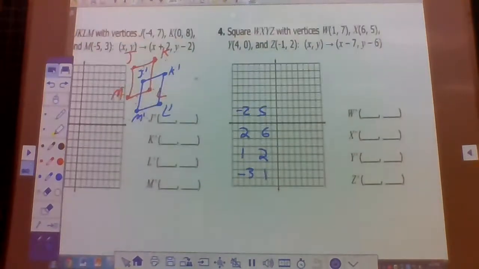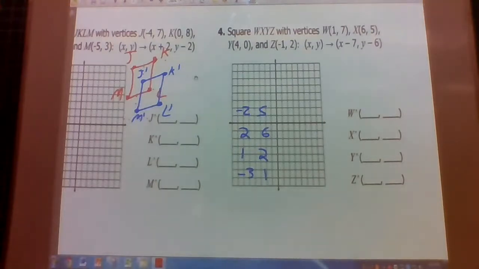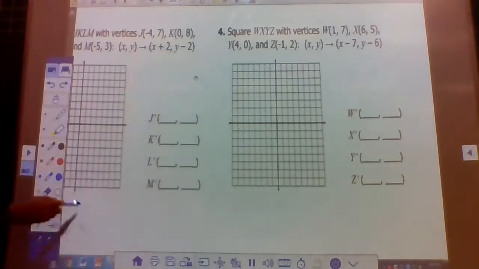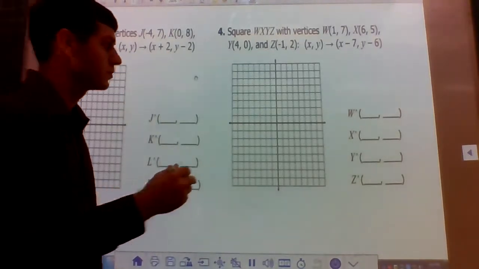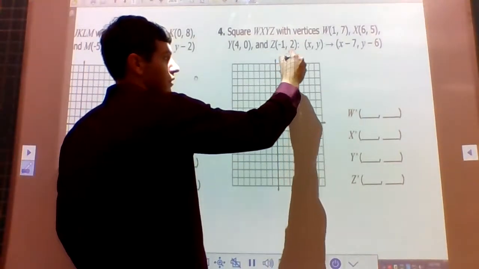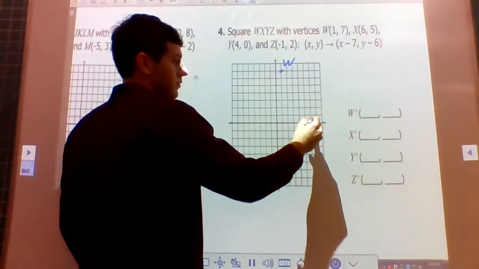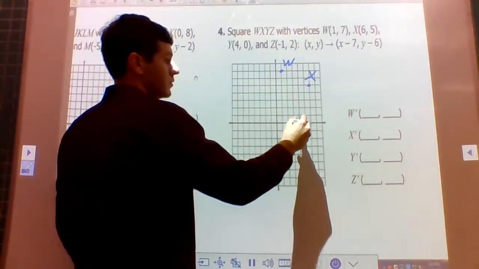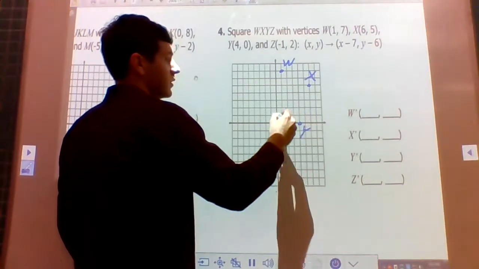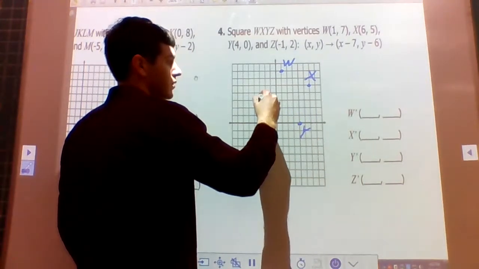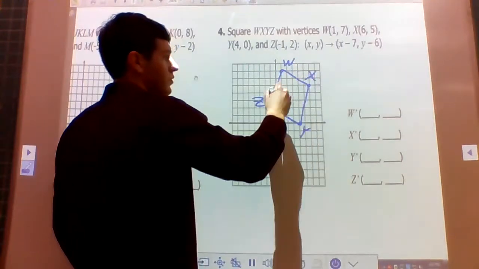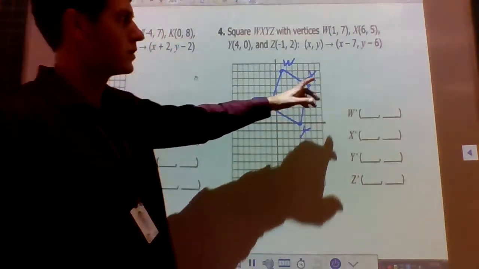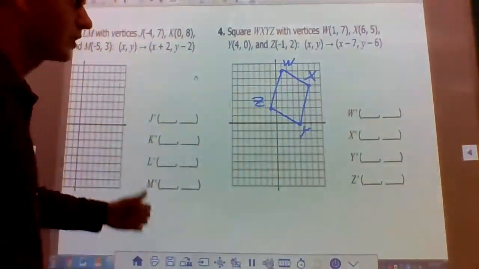Right, the next one here. Let's graph our points. W is (1, 7). X is (6, 5). Y is (4, 0). Z is (-1, 2). We're going to translate this according to this rule: left 7 and down 6. So we want to go left 7, down 6.